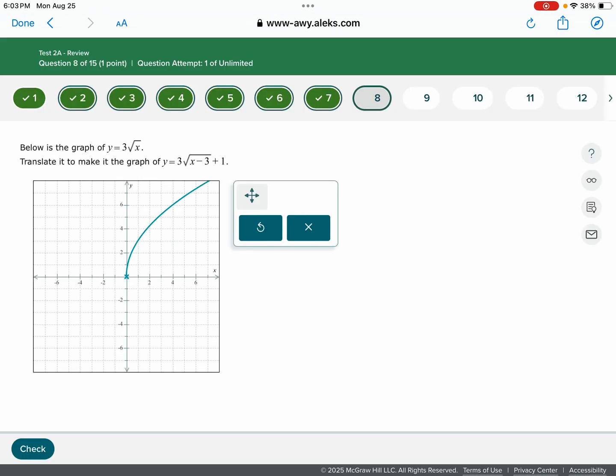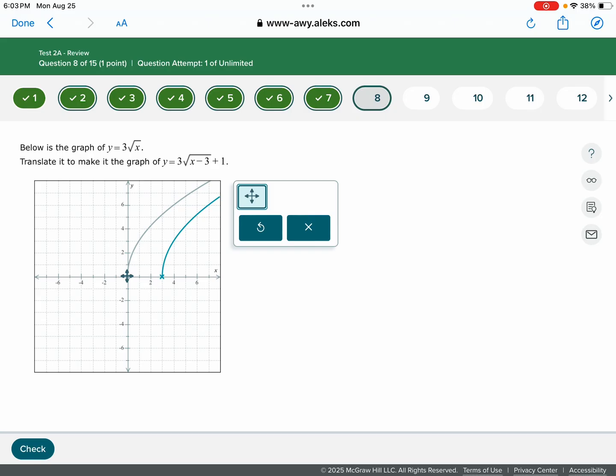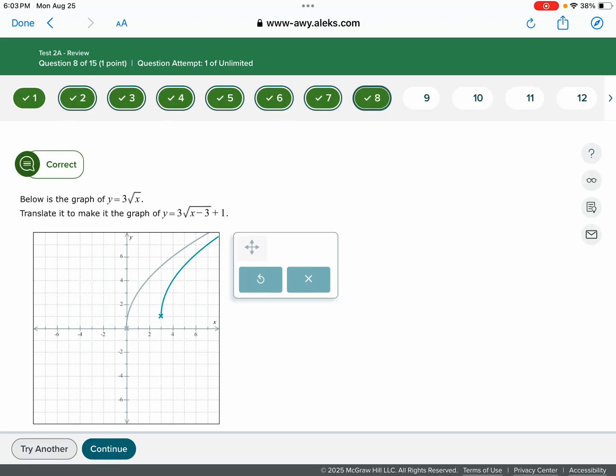Below is the graph of 3 square root of x. Again, we haven't really talked about functions that use square root of x, but we're not going to do anything different in terms of the rules. So let's move this right here. We just have to move it to the right 3. So move this function to the right 3 and up 1. And we'll check it. And we're good.